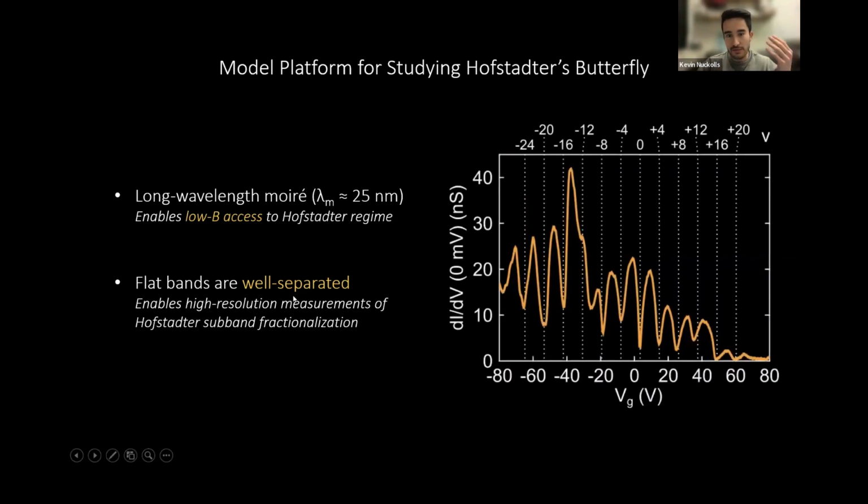This is really well evidenced from looking at the zero bias conductance in this sample. So this is the differential conductance at the Fermi level as a function of density. And you can see that at integer fillings, 0, 4, 8, 12, 16, these are regions between each of the flat bands, and the zero bias conductance, the Fermi level density of states, is deeply suppressed. There are these deep suppressions of the zero bias conductance, indicating that these flat bands at the second magic angle are relatively well separated, although there is some density of states between them. So this will be a really nice setting for doing so, and at smaller angles, this is not true. The moiré bands are very complicated and highly overlapping.